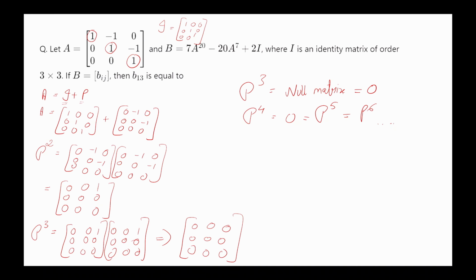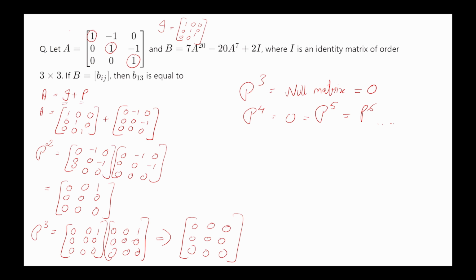Now let me try and solve the equation that the question has given us. What have they told us? That B is equal to 7 times A to the power 20 minus 20 times A to the power 7 plus 2 times the identity matrix. So from here, let me first find out A to the power 20. If I talk about A to the power 20, how can I write it down?